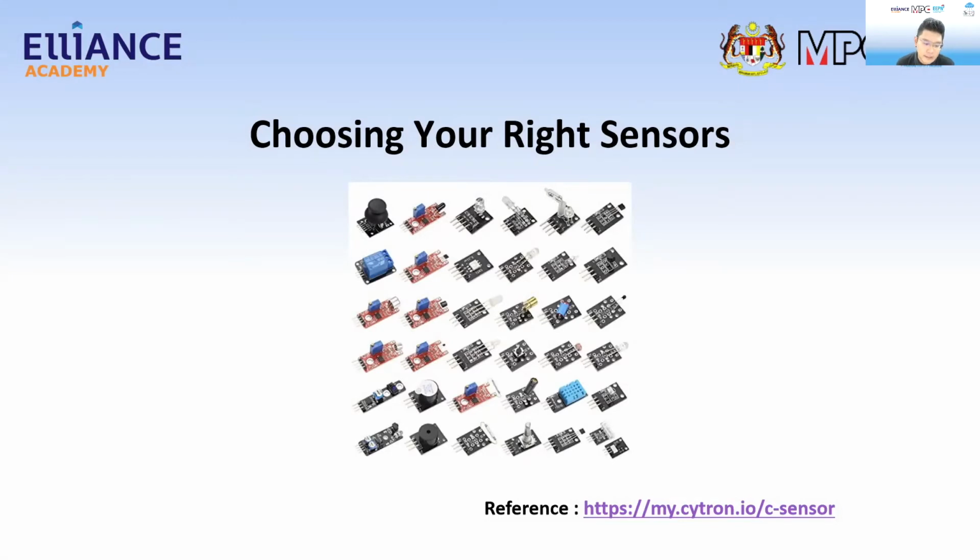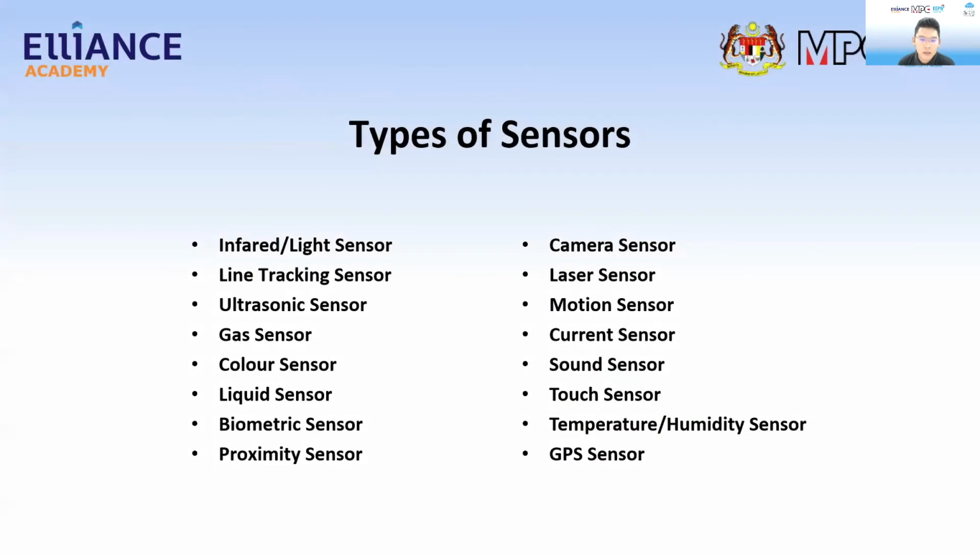So later I'll come up with a list, and then you will need to check. Apakah itu sensor yang boleh tolong saya untuk buat checking, atau boleh reduce saya punya workload. So these are all the types of sensor we can check: infrared sensor, light sensor, line tracking sensor, ultrasonic sensor, gas sensor, and also color sensor. All these sensors will be able to act as a checking for us, and then we don't need to always be there, like what Encik Cairo mentioned on Sunday.